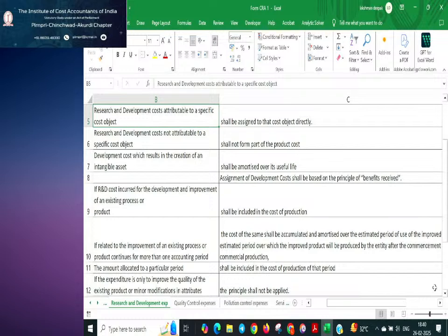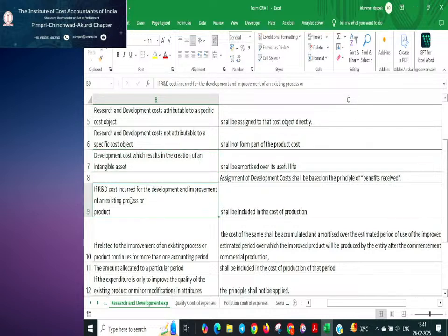Development cost which results in the creation of an intangible asset, like you are developing a software. Okay, it is an intangible asset. That software will be used for many years. So what you have to do, the cost will be amortized for the number of years of usage. That is why they have given: shall be amortized over its useful life. An assignment of development cost shall be based on the principle of benefits received. That is, after developing the software, based on the benefit that is coming, the cost assignment happens. So this is regarding development cost alone, okay, which is resulting in the creation of an intangible asset.